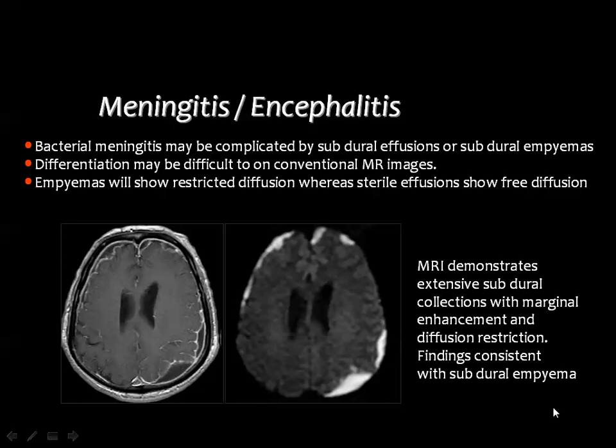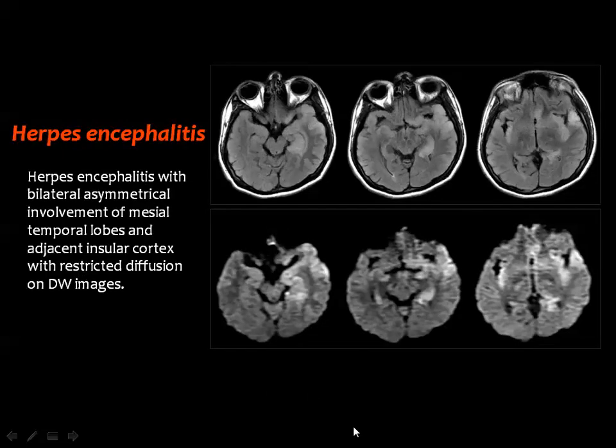All these inflammatory lesions will show restricted diffusion, and this is an example of multiple subdural empyemas by T1 post contrast with marginal enhancement of the subdural collections. And these collections appeared with restricted diffusion in the DWI images.